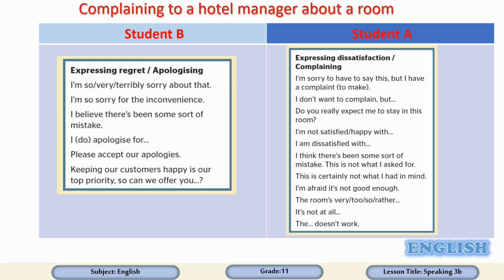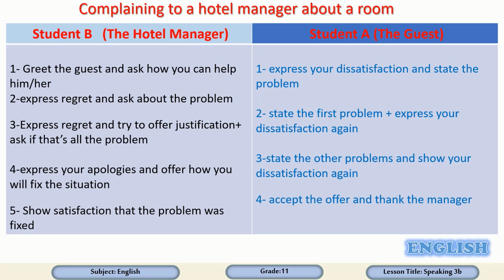Student B is going to use expressions and phrases from this box on the left, while student A is going to use expressions from the box on the right. Look at this table. It can guide you in constructing your conversation. In this conversation, it's student B, who is the hotel manager, who is going to start the conversation. Student B starts by greeting the guest and asks how he or she can help. Student A, who is the guest, replies by expressing his or her dissatisfaction and states the problem. Pause the video and look at the other points.